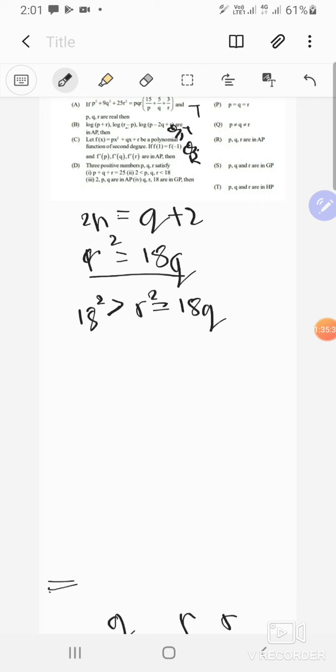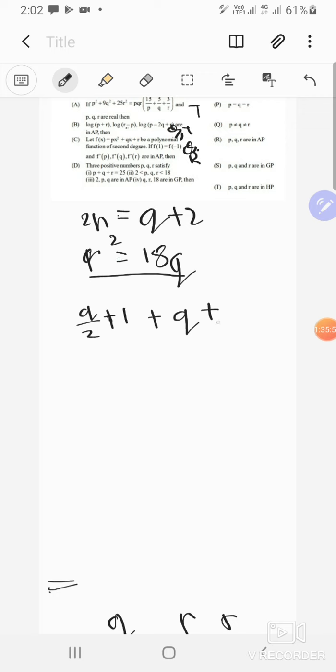And r squared has also to be greater than that thing. Okay, fine. Then 18q is less than, yeah, that is also nice, so fine. Okay, now let's use this equation. P plus r equals 25, right? So that gives me q by 2 plus 1 plus q plus r.